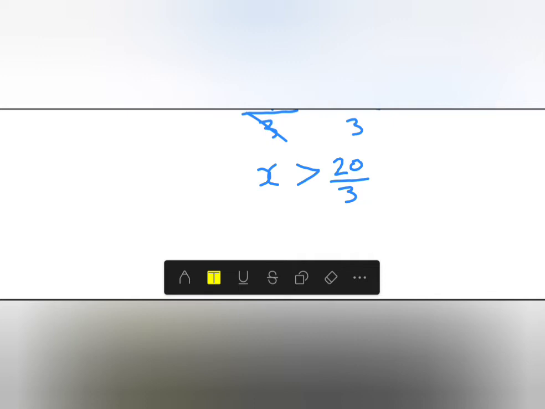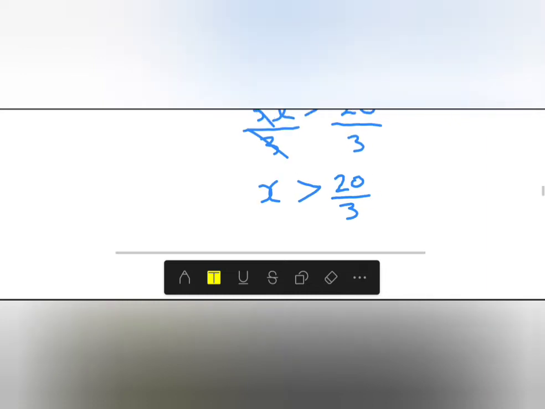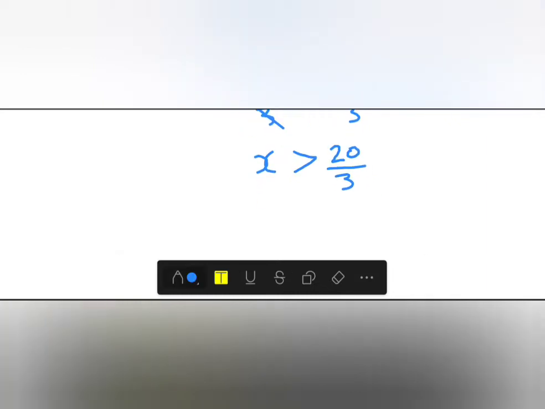20, I'm sorry. 20 divided by 3 equals 6.6. So you can say that x is bigger than 6.6. Or make it as a fraction or a mixed number. So how do we make it as a mixed number? It's going to be like this. We make x bigger than, and we know that this one is 6.